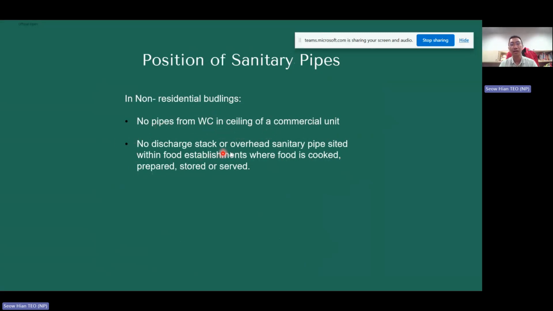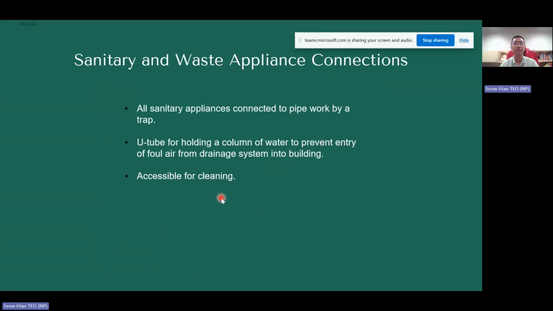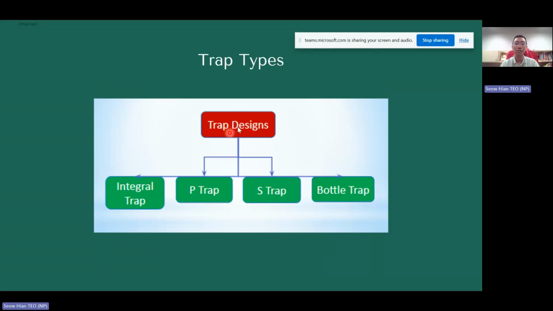No discharge stack or overhead sanitary is sited within a food establishment where food is cooked, prepared, stored and served. So all sanitary appliances are connected to a pipe by a trap, a U-tube holding a column of water, preventing entry of foul gas into the system, accessible for cleaning. So design traps will be an integral trap, a P trap, S trap, or bottle trap.